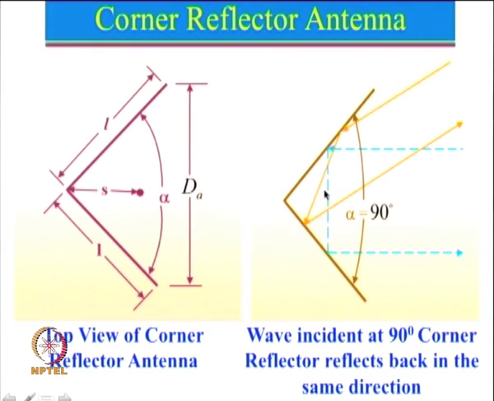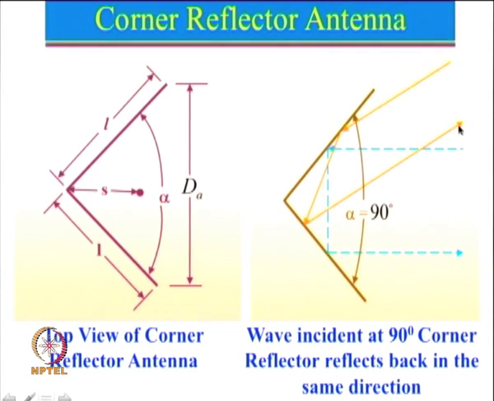So it will reflect according to Snell's law, and then this particular thing falls over here. Since this angle is 90 degrees, this is theta, this angle will be 90 minus theta, and if this angle is 90 minus theta, the reflected wave will also have an angle which is 90 minus theta. So this one will be exactly in the same direction.